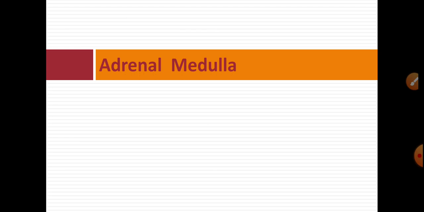So aldosterone is one of the important hormones, which is a mineralocorticoid, acting on minerals such as sodium and potassium. The next hormone is from the glucocorticoids, that is cortisol. These glucocorticoids are secreted from the middle zone in large quantity, while in small quantity they are secreted from the zona reticularis.